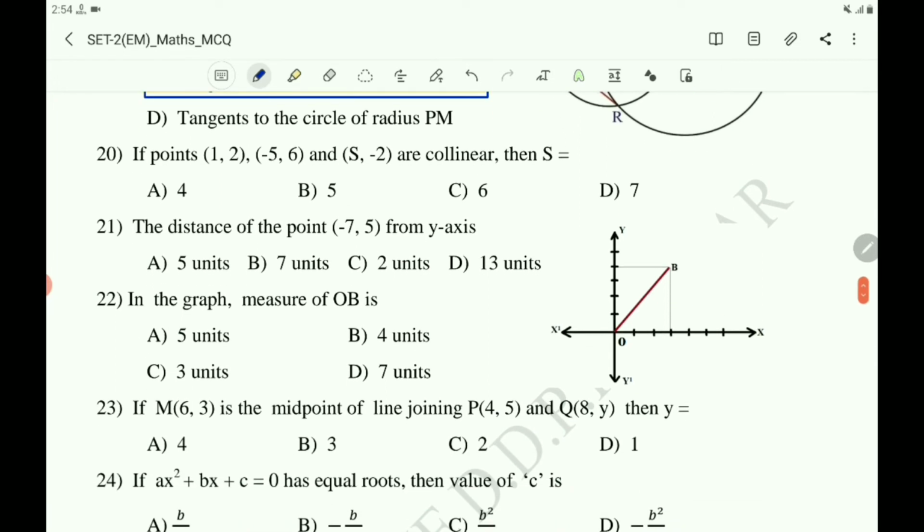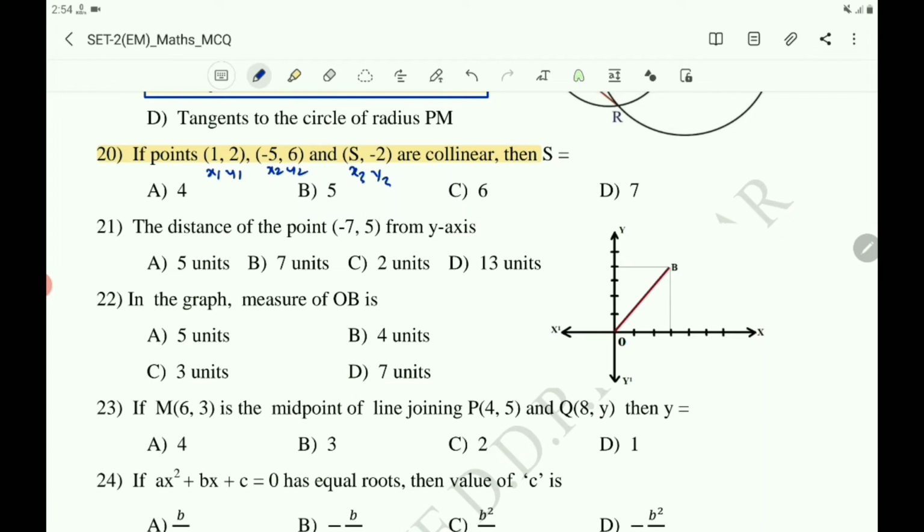Then you take the question number 20. If points (1, 2), (-5, 6) and (S, 2) are collinear, then find S. Here again we have to use the formula for the area of the triangle when the three vertices are given. Consider these as x1, y1, x2, y2, x3, y3. Then they are collinear means their area is equal to 0.